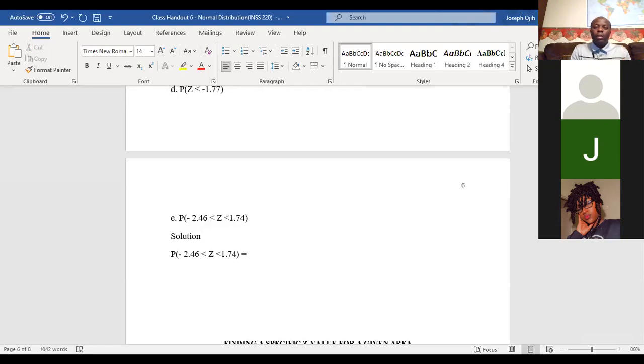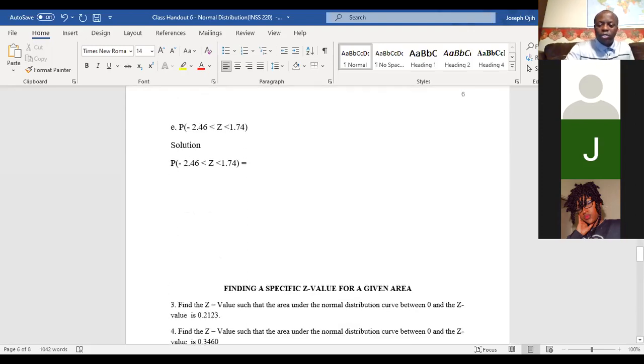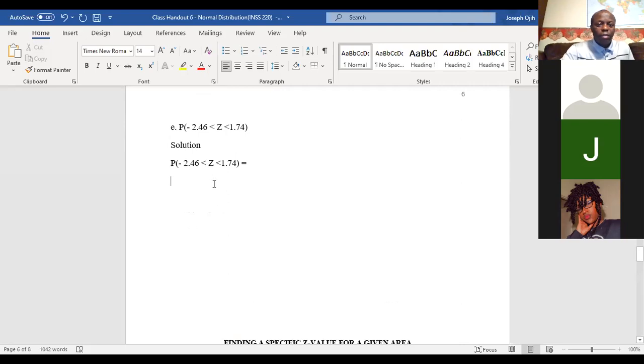So when you go to the table, you don't look for negative 2.46, just look for 2.46 because, like I say, it is symmetric. So it is the same both ways. But the one will be on the left side, the other will be on the right side, the positive will be on the right side. Again, for this, we make our chart in this form.